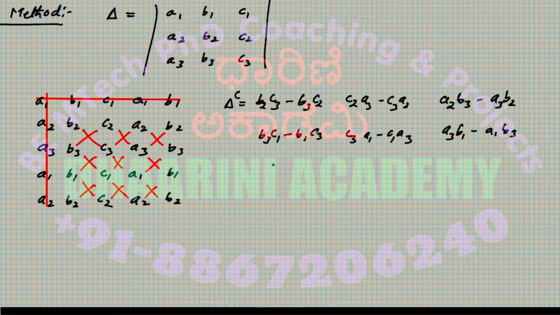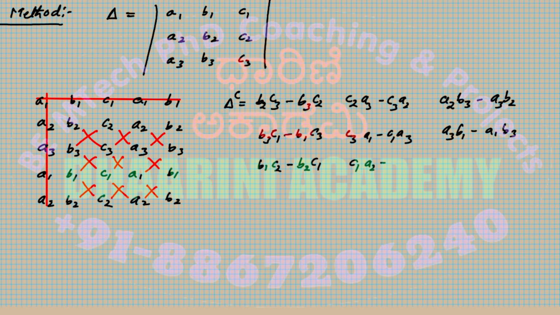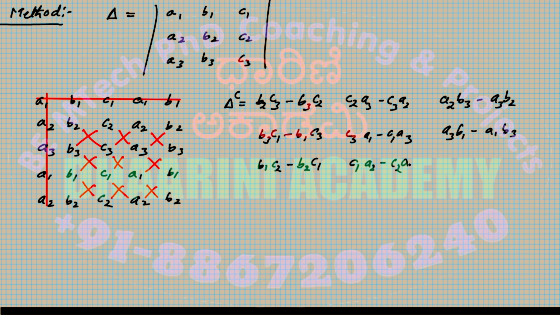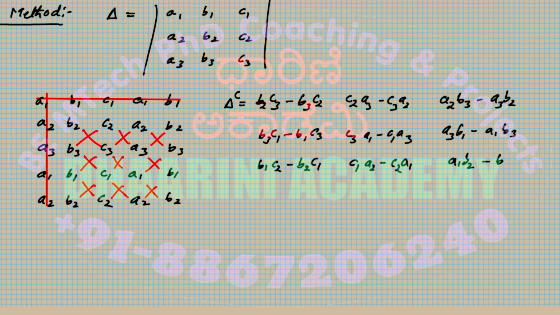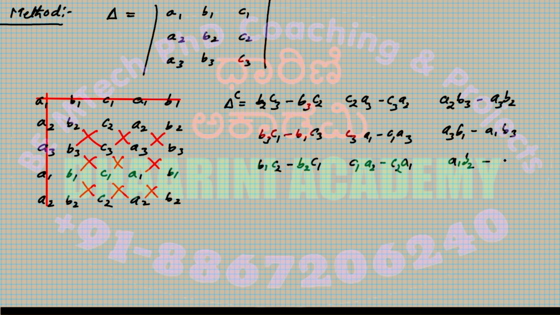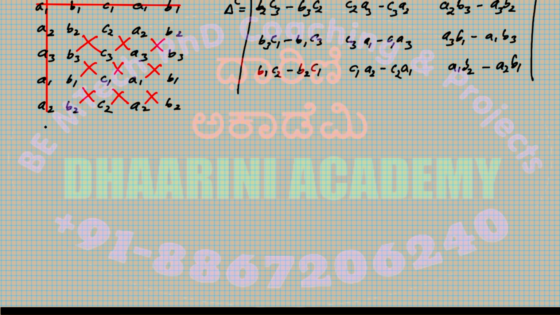The 7th, 8th and 9th values in the third row are as follows. That is B1 C2 minus B2 C1, C1 A2 minus C2 A1, then A1 B2 minus A2 B1. So this determinant, if you write, is sufficient to calculate the required answer. Okay, this itself is the delta C. Right.